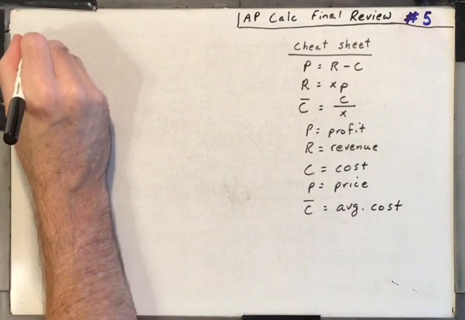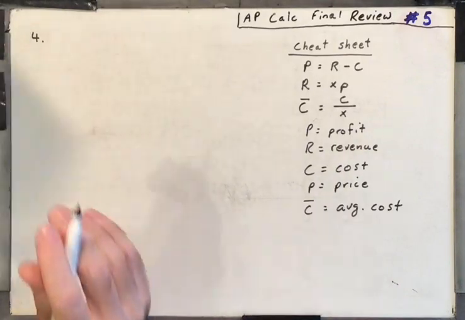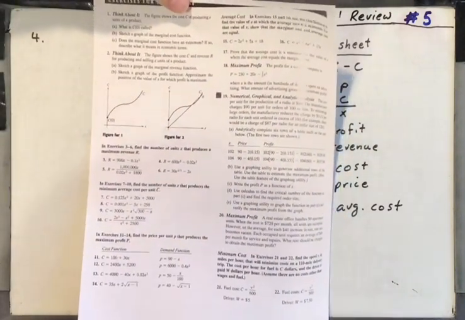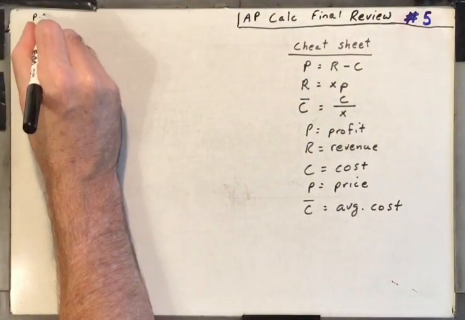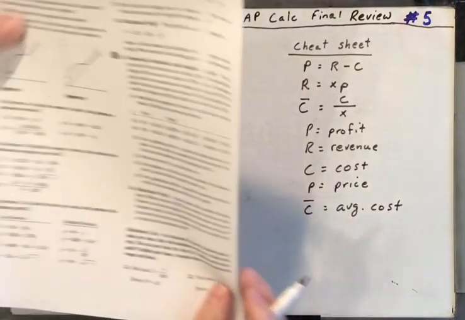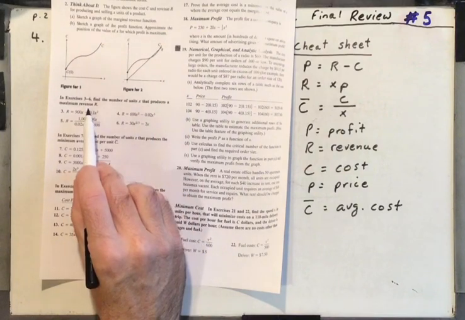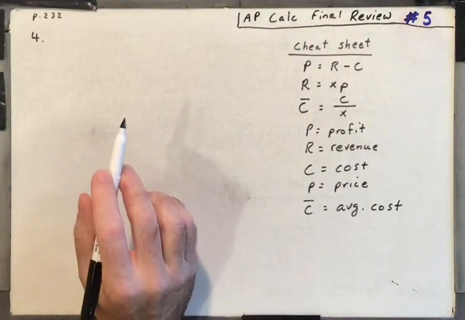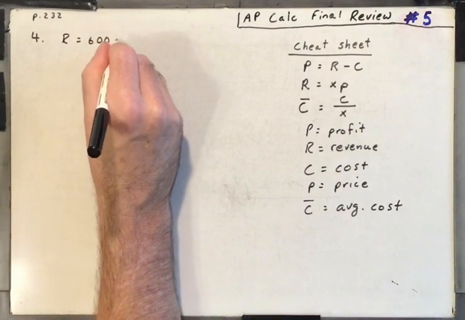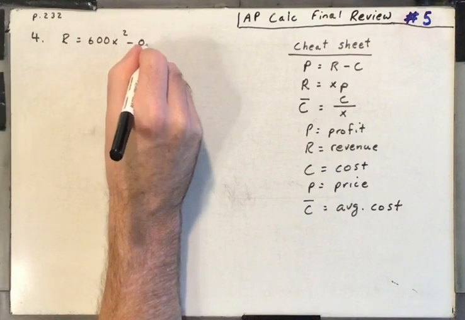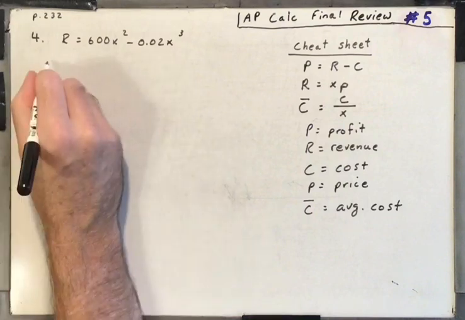Okay, let's work a few of these. I like these. I have an MBA, so I like the business problems. Let's look at number 4, page 232. Number 4 says find the number of units x that produces a maximum revenue R. So we have R is equal to 600x squared minus 0.02x cubed.